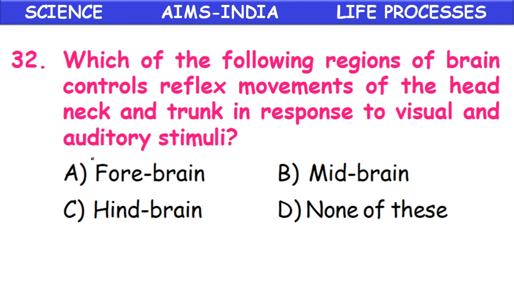Which of the following regions of the brain controls reflex movements of the head, neck and trunk in response to visual and auditory stimuli? Forebrain, midbrain, hindbrain. It is the midbrain which receives the impulses.